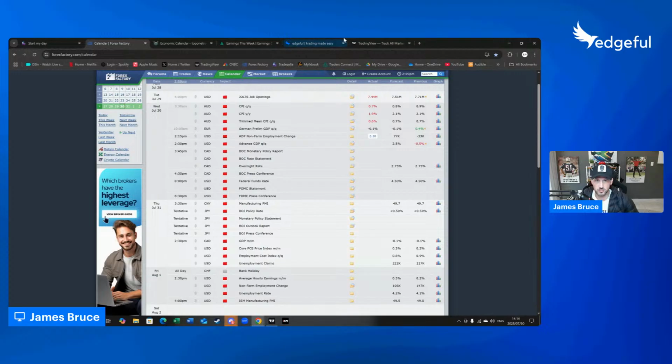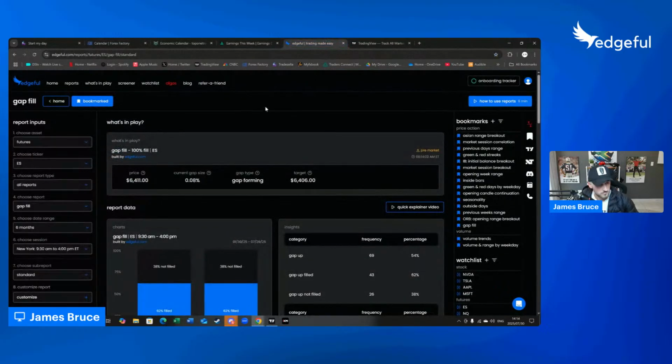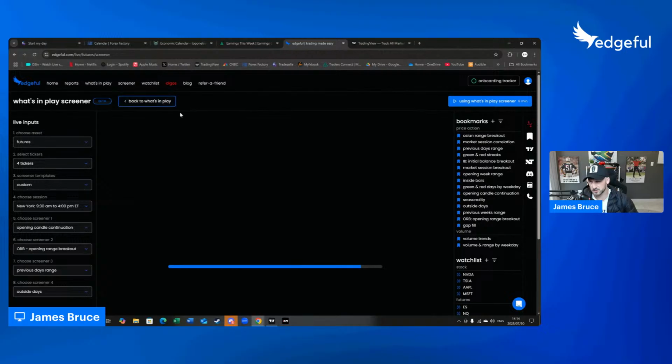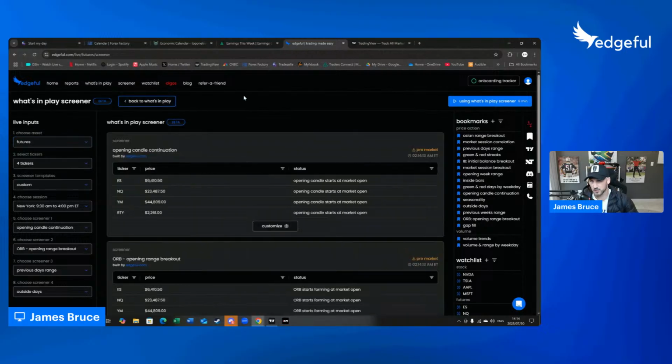Let's go over a couple of Edgeful reports. I actually had a call with the team and with Andre yesterday, and he says we should be looking at the screener. The Watson play is nice, I've been using it, but the screener is very, very neat. If you come here to the screener, this is something that could be very, very neat. You were showing me yesterday, and I was like, this is actually better than the Watson play because it actually gives you a whole bias for the market.